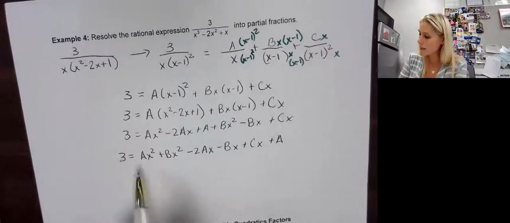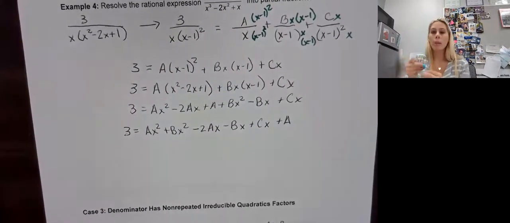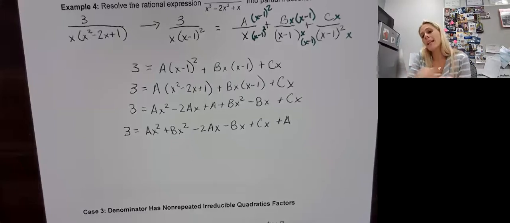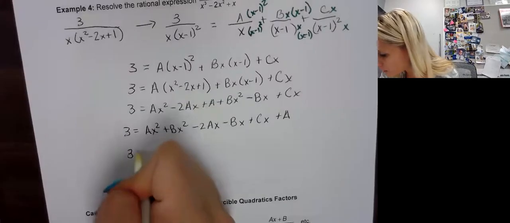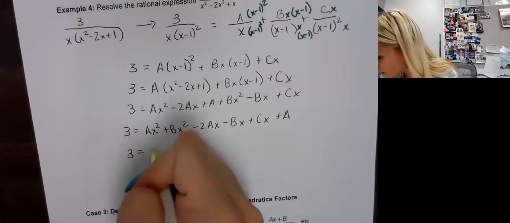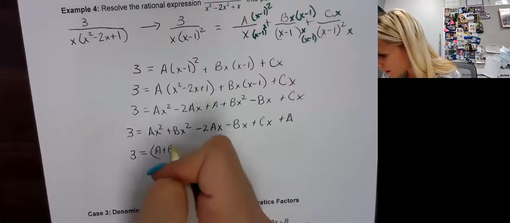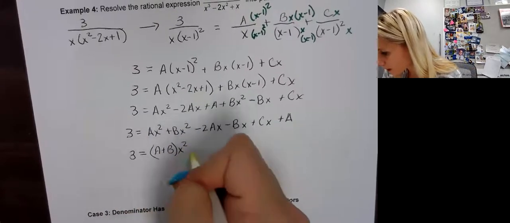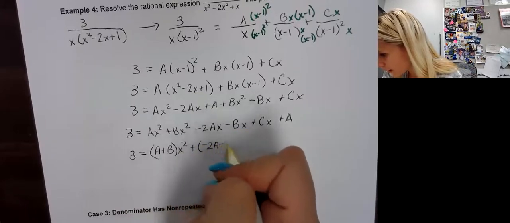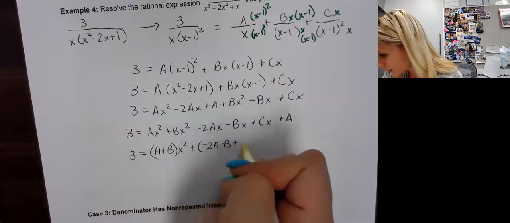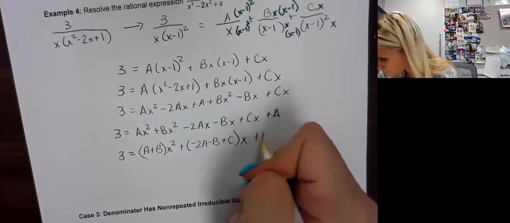So see how I group them together? There's my x squareds, my x's, and my constant. Now I'm going to factor out those x's. Remember, in this case, I'm putting them in the back so that way I can see what the coefficient will be. So 3 equals a plus b times x squared plus negative 2a minus b plus c times x, and then plus a.